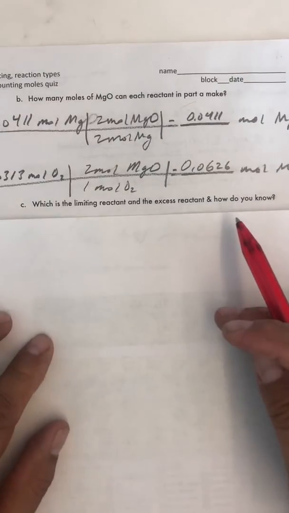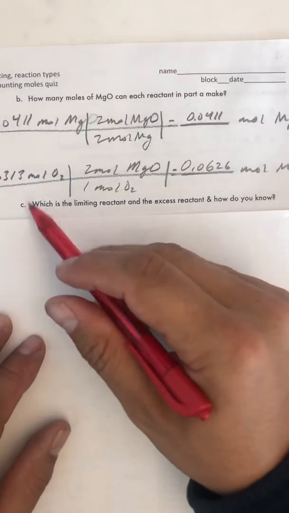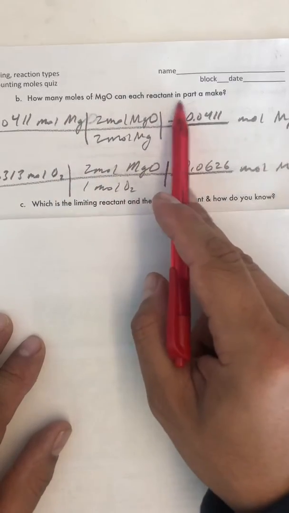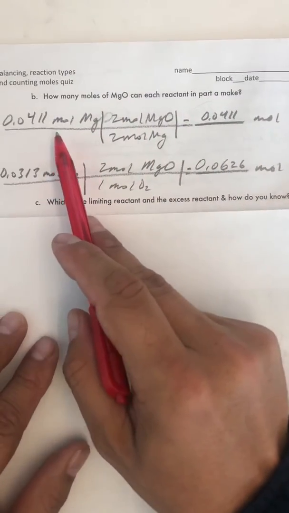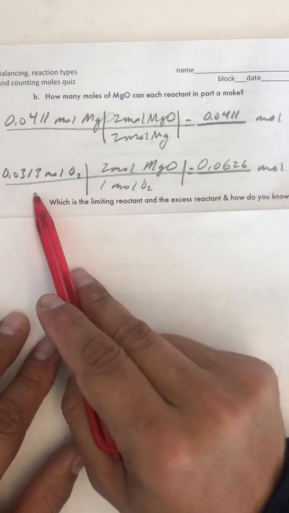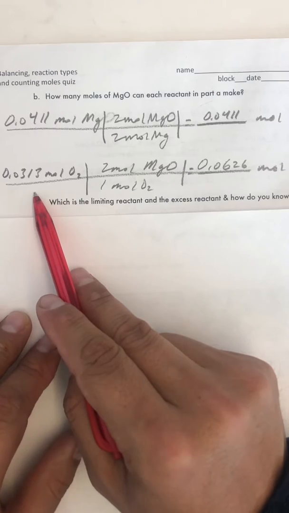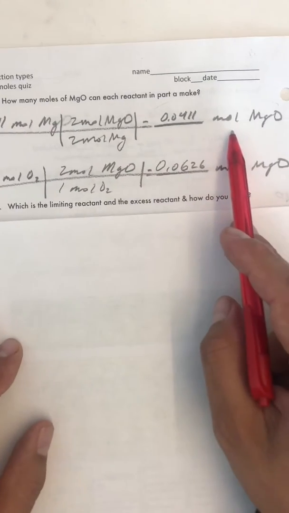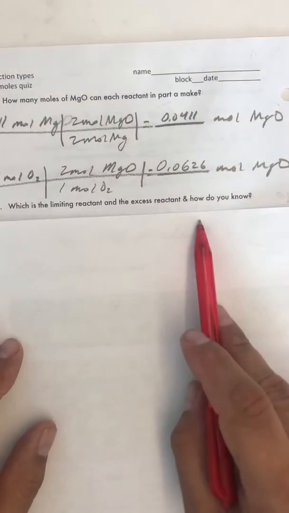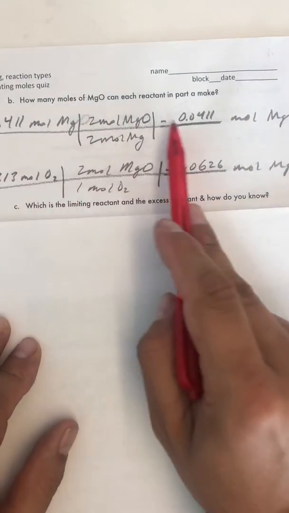Okay, so this problem B continues on A. How many moles of MgO can each reactant in part A make? So I start out with the moles of each one, 0.0411 moles of magnesium and 0.0313 moles of O2. And they're asking me for the moles of products, in that particular case MgO. Okay, cool. So I have the moles that I start, the moles that I want.